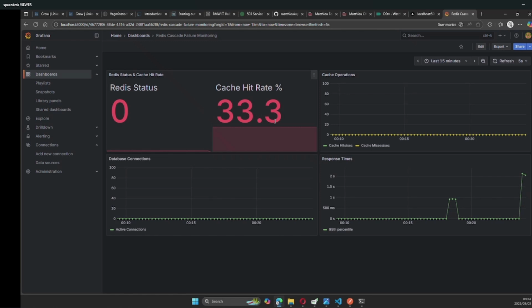They're about to spike dramatically over here. It went from 0 all the way to 2 seconds. That's about 16 times the degradation. Every request now bypasses the cache and hits Postgres directly.